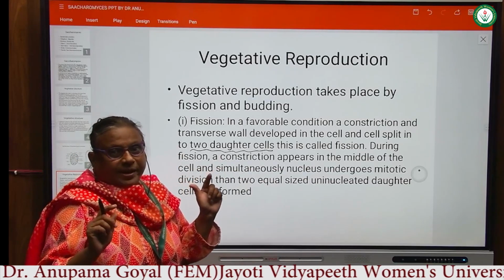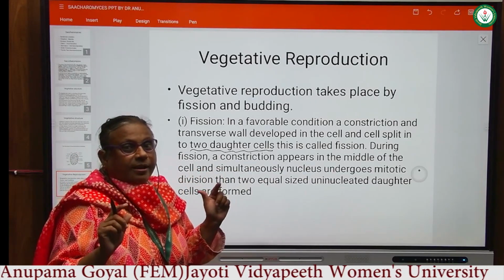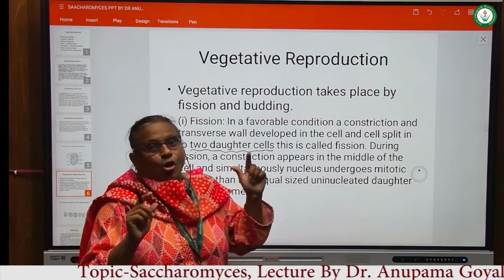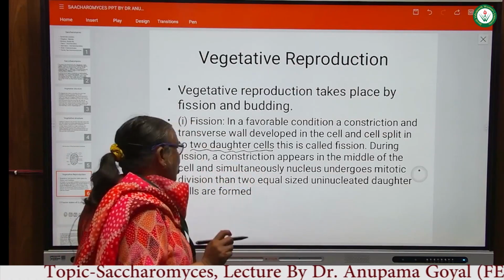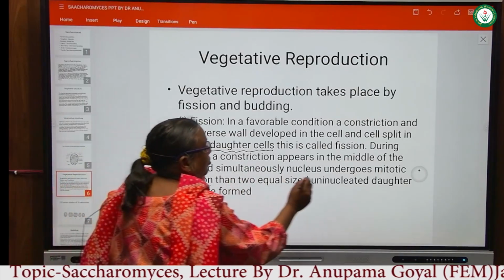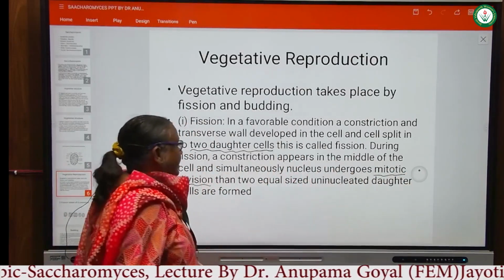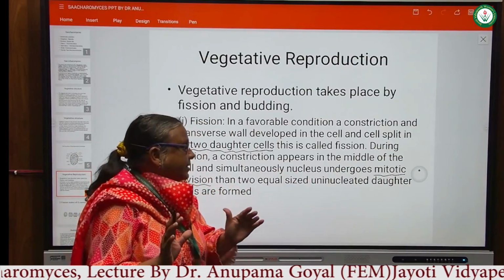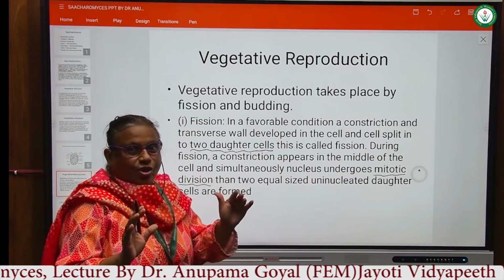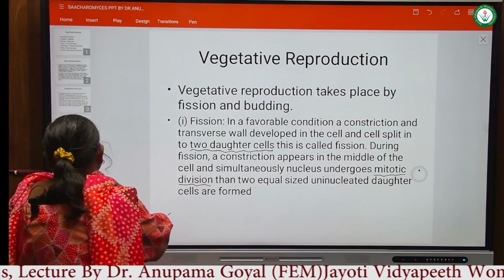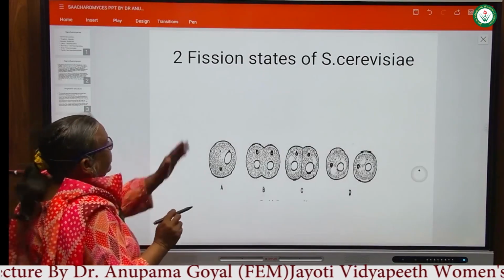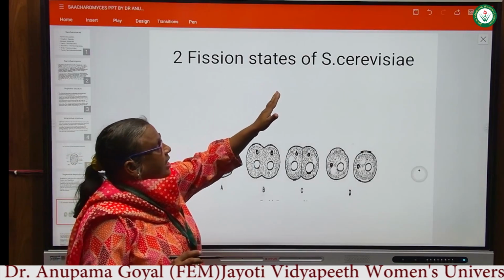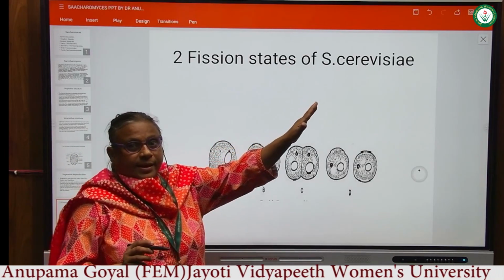There is the appearance of the constriction in the middle of the cell, and simultaneously the nucleus also undergoes mitotic division, as a result of which two equal sized uninucleated daughter cells are formed. Here is a diagram showing how fission takes place in Saccharomyces cerevisiae.